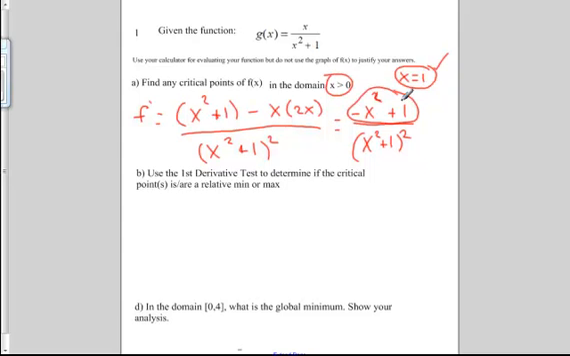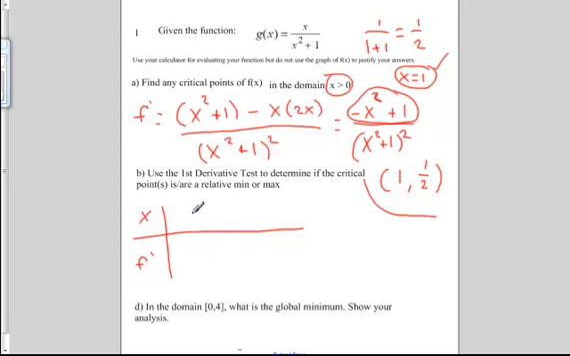My critical point is when I put 1 in for here: 1 over 1 plus 1 equals 1/2. So my critical point is 1 comma 1/2. Now we want to determine if the critical point is a relative max or a min. So in order to do that, like we've done a bunch before, we're going to take x and my derivative. We're going to look at x less than my critical number, when x equals 1, and when x is greater than 1.